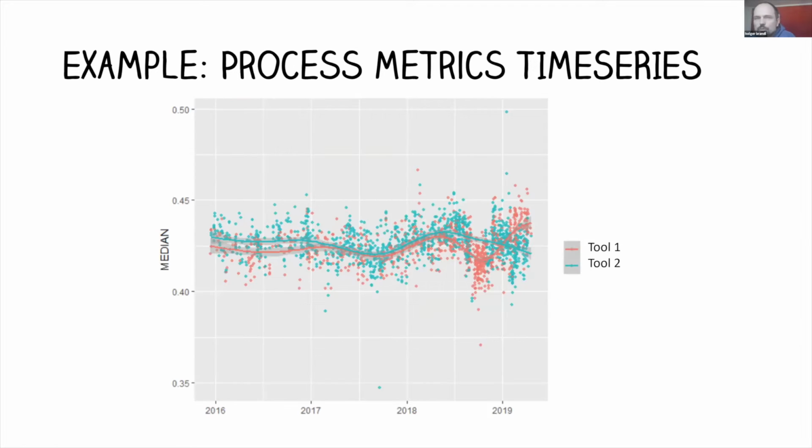Another example which we use to understand processes is time series. Without going into any specifics about what's being measured here, we can nevertheless quickly discuss what we see, because we have two tools, and both these tools produce metrics. And we see something which we very often observe in real world business processes, which is that the distribution is not constant over time, but the mean is changing.